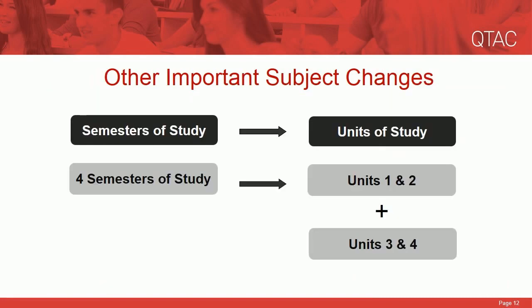Another change is the shift from semesters of study to units of study. The current model uses 4 semesters of study, which is done across years 11 and 12. Progression is consecutive, which means you need to progress from semester 1 to semester 2, and so on. This current model will no longer be in use from 2019. The new system refers to units of study, with Units 1 and 2 grouped together, and Units 3 and 4 grouped together. The main difference is that they are not tied to any calendar or study year. The next slide expands on this concept.